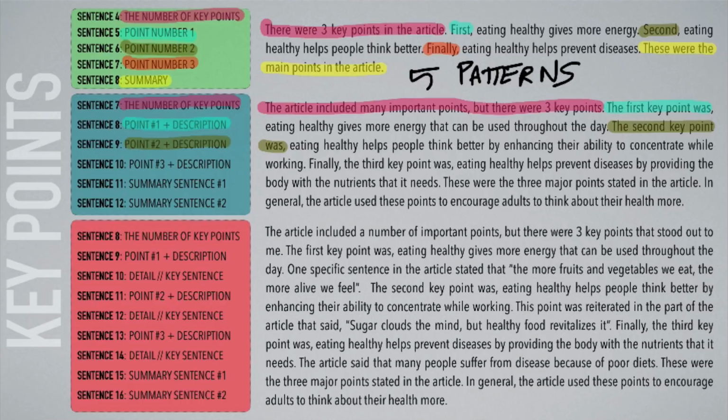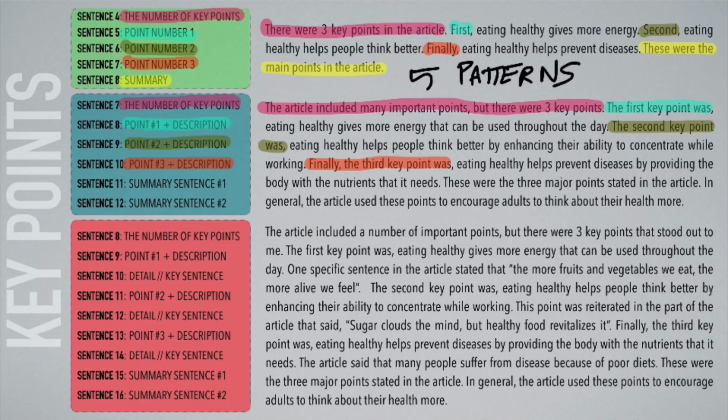Let's continue. The next sentence is point number 3 plus description. It says, finally, the third key point was eating healthy helps prevent diseases by providing the body with the nutrients that it needs. And in this sentence, the pattern is "finally, the third key point was."